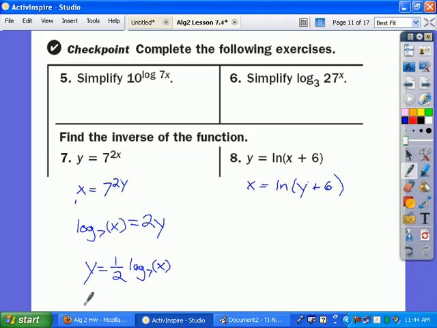Likewise, if I come over to 8, I switched x and y. Remember that ln simply means log base e, so log base e of y plus 6. If I want to change the forms, this is going to be e to the x equals y plus 6. Again, we want to get y by itself, so we'll just subtract the 6. So y equals e to the x minus 6. Okay?